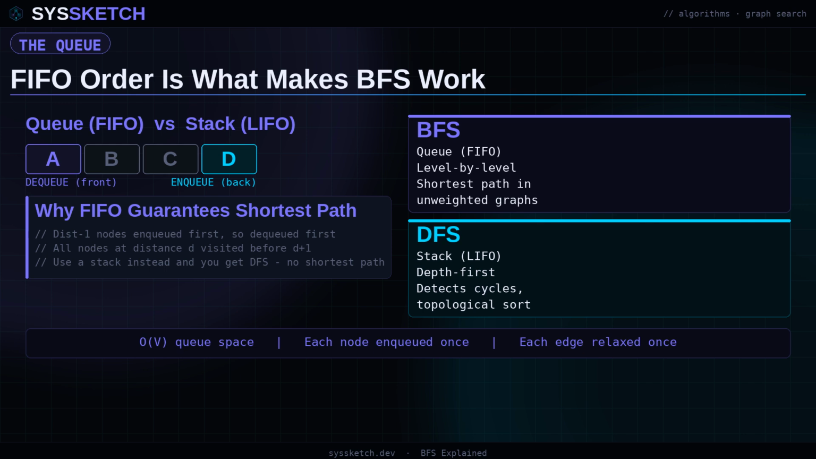This is worth pausing on. The queue is not an implementation detail, it is the invariant. Without it, the shortest path guarantee evaporates and you are left with an algorithm that finds a path but cannot promise anything about its length. Let us walk through a traversal step by step on the 7-node graph.